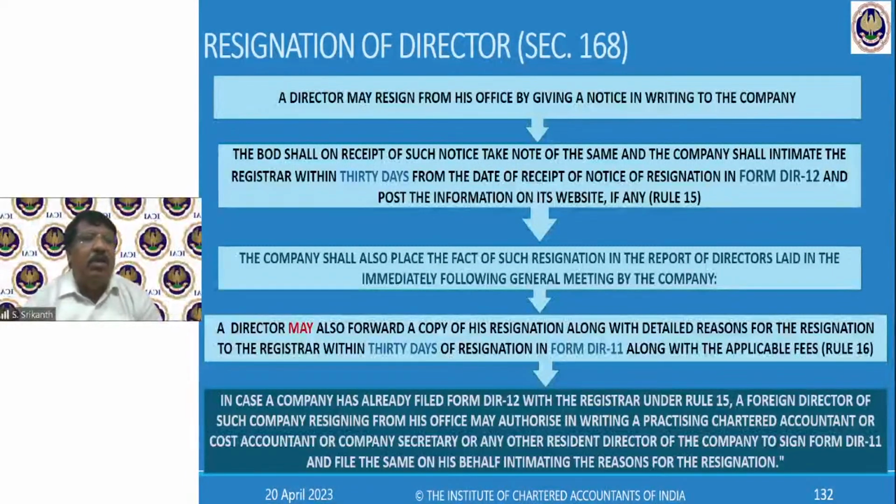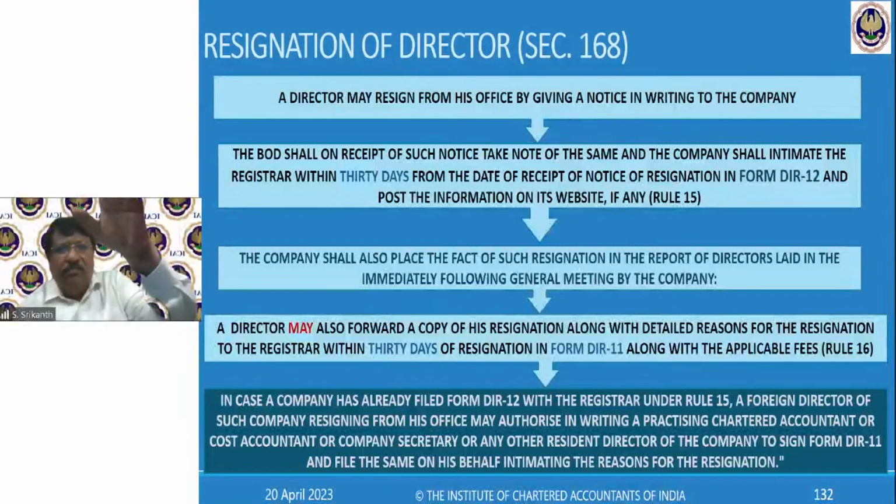The board of directors shall, on receipt of such notice, take note of the same, and the company shall intimate the registrar within 30 days from the date of receipt of notice of resignation in form DIR 12 and post the information. The company shall also place the fact of such resignation in the report of directors laid in the immediately following general meeting. Agreed? So this is simple. You want to resign, send a notice in writing. The board will have to take note and file within 30 days.